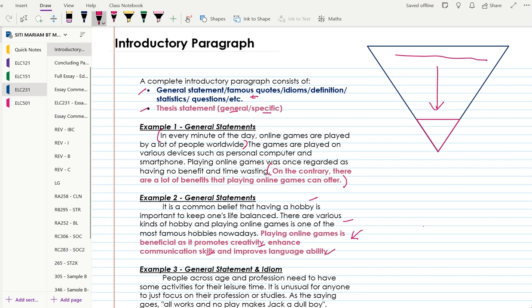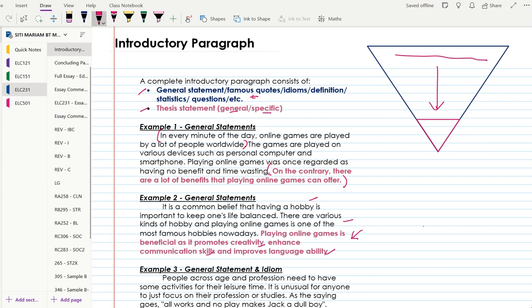Bear in mind that the examples that I will be showing are all on the essay topic, which is the benefits of playing online games. Again, you can see that I'm still using a general statement here, and as for the thesis statement, it's up to you whether you want to use specific or general.